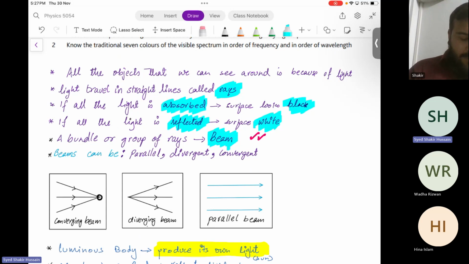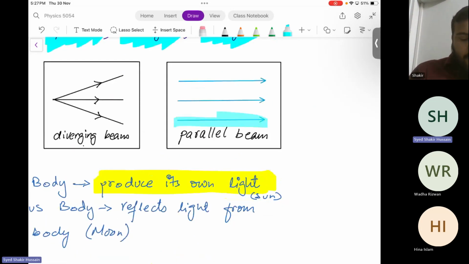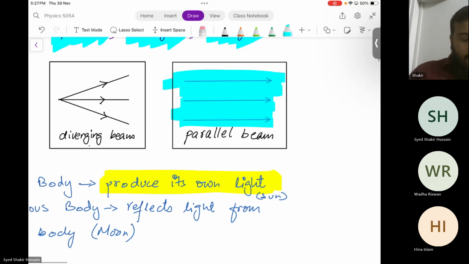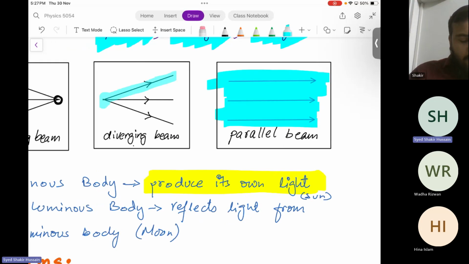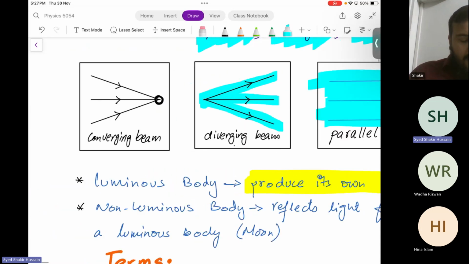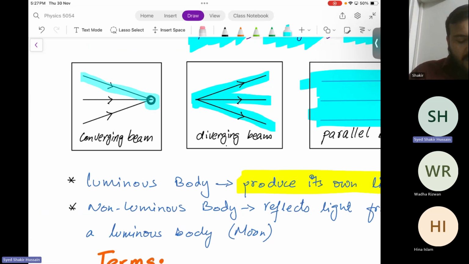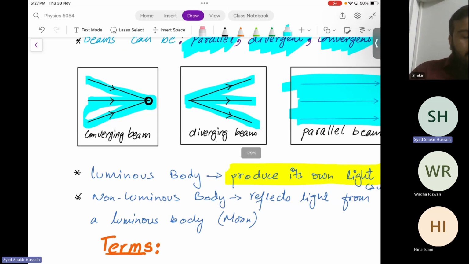All right, so it's known to be a beam. If I talk about beams, there are three types of beam. We could have a convergent beam, a divergent beam, or a parallel beam. What's a parallel beam? When all the light rays are parallel to one another, just like this, that beam is known to be a parallel beam. When all the light rays are spreading out from a single point, that beam is known to be a diverging beam. When all the light rays are coming from some source and joining at one point, that beam is called a converging beam or convergent beam. So you have these three types of beams.